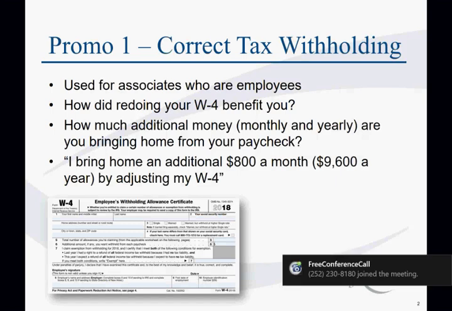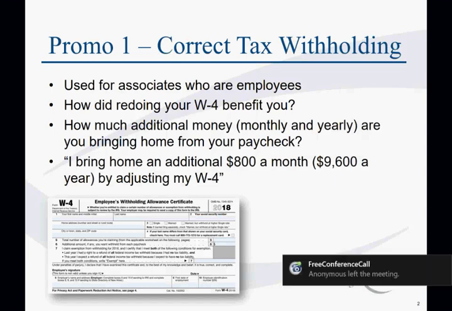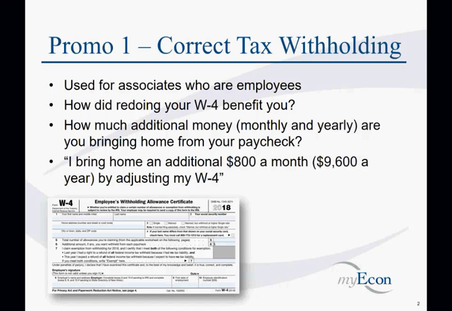So part of your promo, you should ask yourself, how much additional money, monthly and yearly, are you bringing home from your paycheck? That's one of the most basic types of promo that we can have, is knowing what your savings were. So if you've not done that, you redid your W-4. All of us who are employees should have redid our W-4 for 2018. So you should be able to compare what you were bringing home prior to joining myEcon versus what you now are receiving in terms of take-home pay. And you should be able to calculate that and know what it is on a monthly basis and on an annual basis. So you should have both of those numbers prepared.